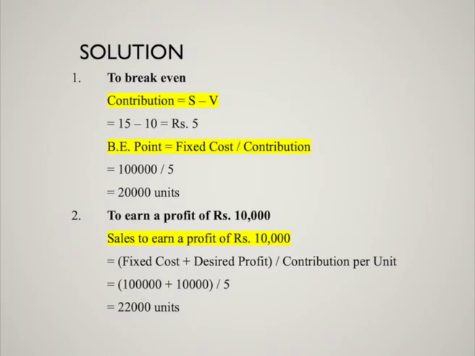For these 20,000 units, the sales value we can also calculate. Selling price is 15 rupees per unit and the number of units is 20,000. So, 20,000 into 15 rupees, that is 3 lakh rupees, is the break even point. When you cross 3 lakh rupees, you will get the profit. If you stay below 3 lakhs, you are going to face a loss only.